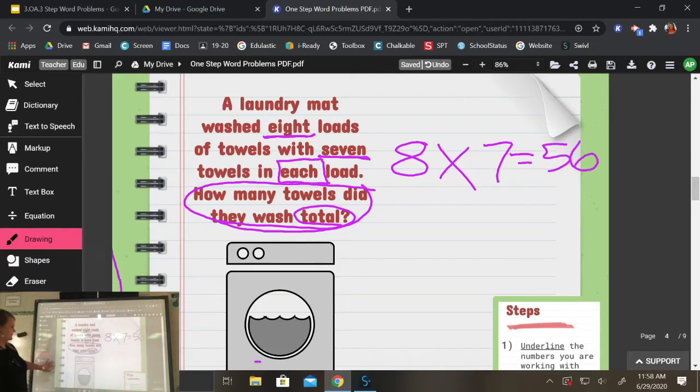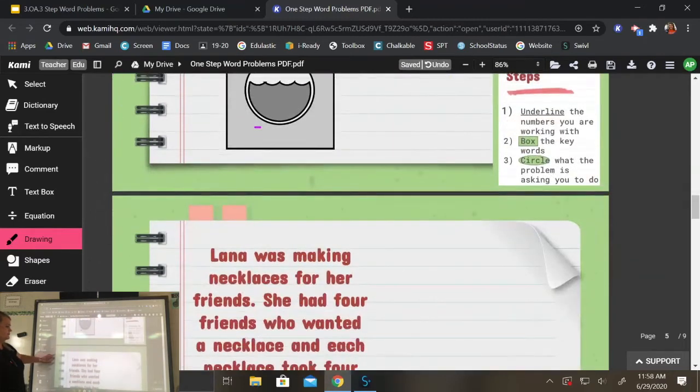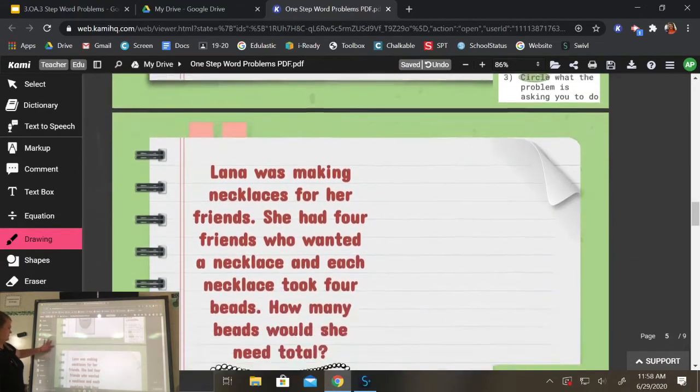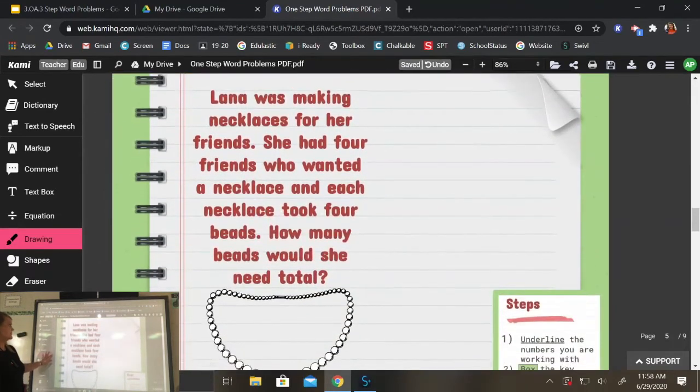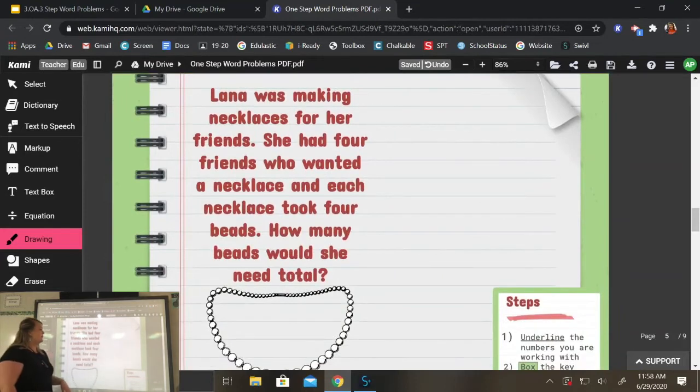Alrighty. Let's practice again. Lana was making necklaces for her friends. She had 4 friends who wanted a necklace, and each necklace took 4 beads. How many beads would she need total? Well, let's read it for the second time and mark up our problem.